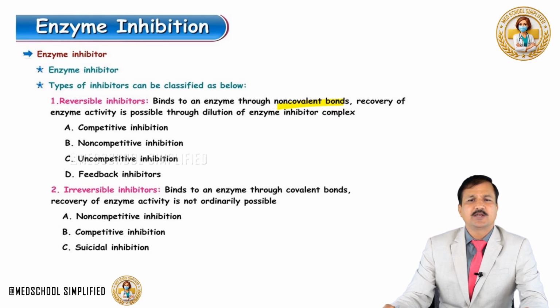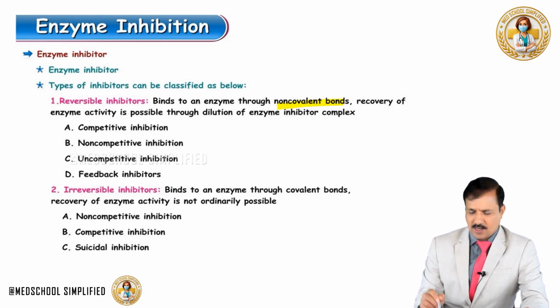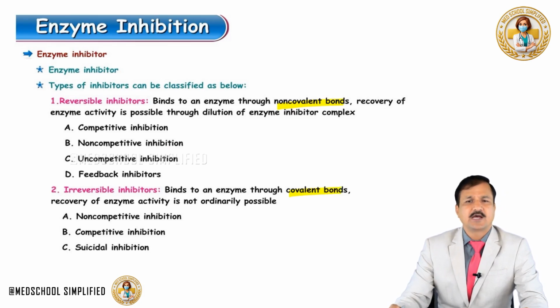Now, irreversible inhibitors bind to an enzyme with covalent bonds. It's a tight bond formation between the inhibitor and the protein of an enzyme. That means recovery of enzyme activity is not ordinarily possible. The types of irreversible inhibitors are non-competitive irreversible inhibitors, competitive irreversible inhibitors, and suicidal inhibitors.